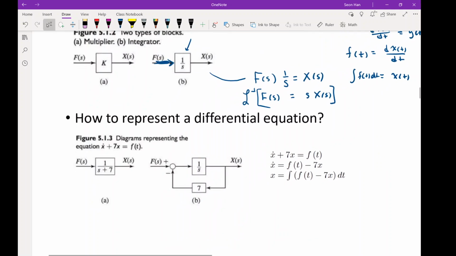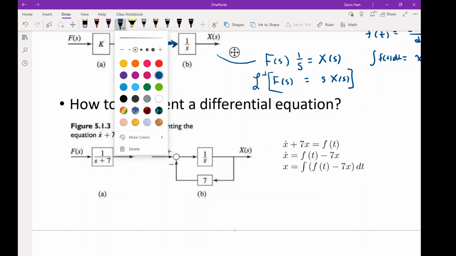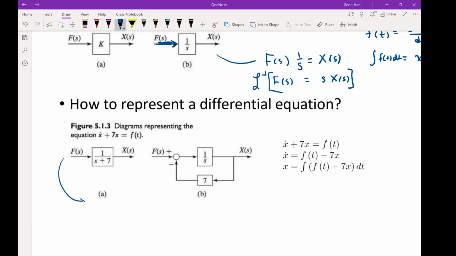Now, how do you represent a differential equation? Let's say you have a differential equation, x dot plus 7x equals f of t. How do you represent it? There are many different ways. What you could do is just take a Laplace transform right away.